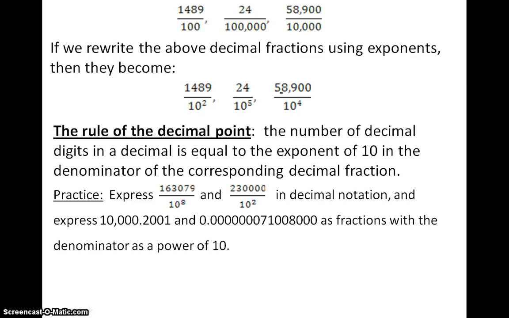So let's go ahead and practice. We'll take these two fractions and turn them into decimals, and then we will take these two decimals and turn them into fractions. You can pause the video and try it on your own, and then continue, and I'll give you the answers.